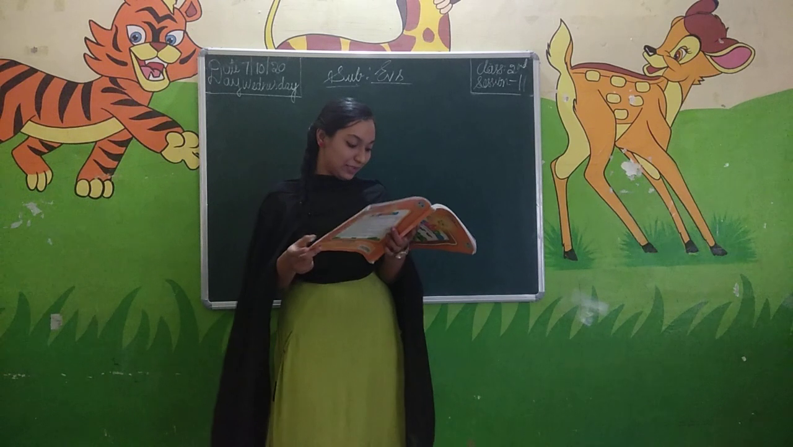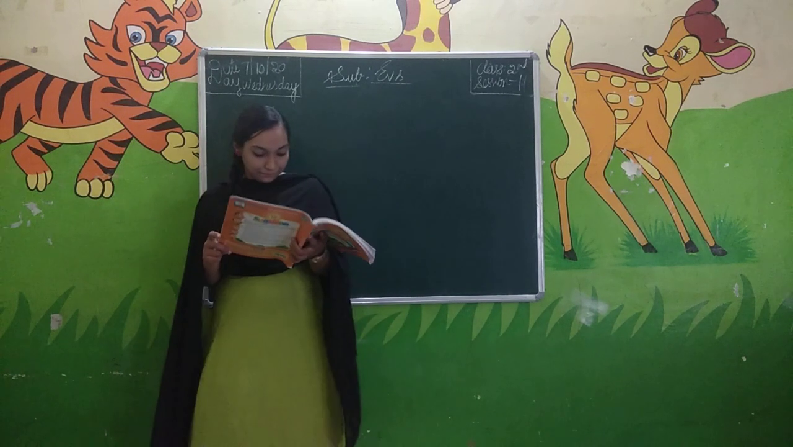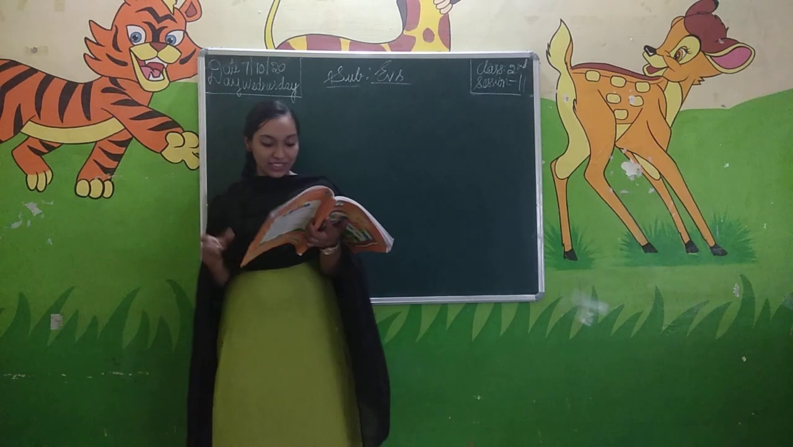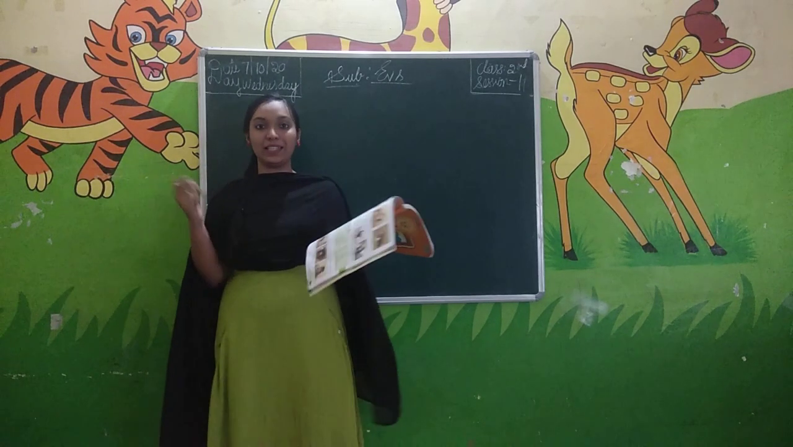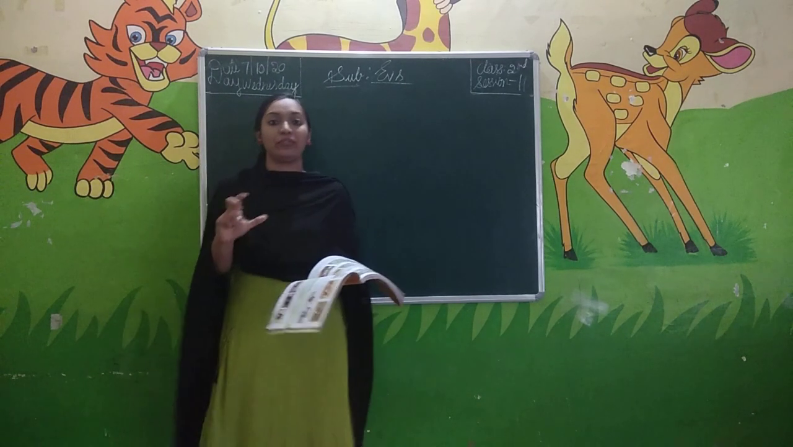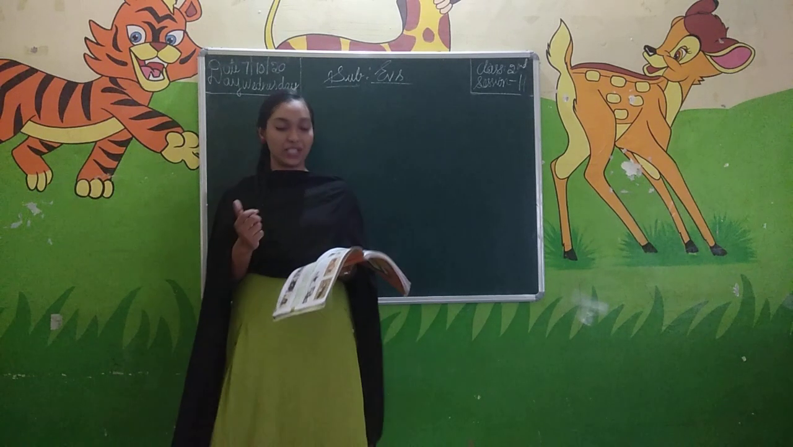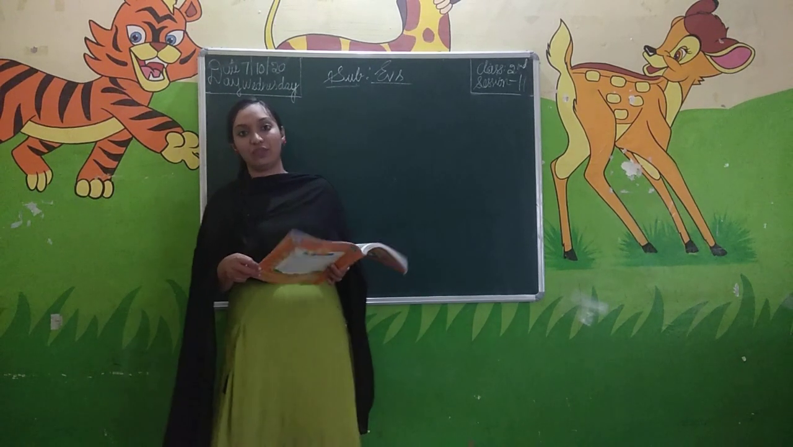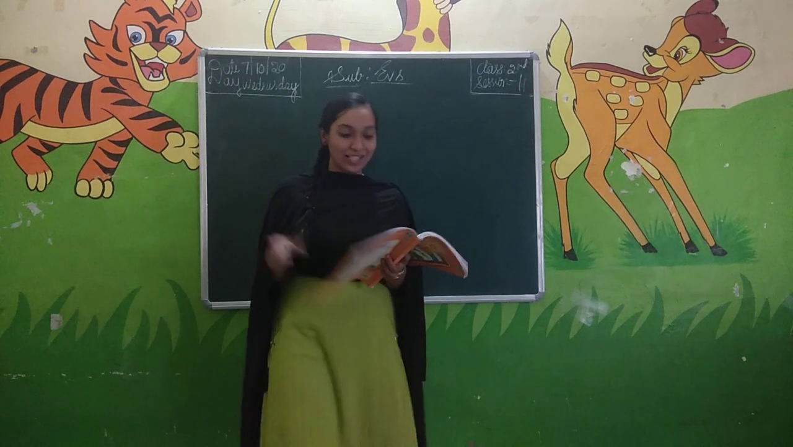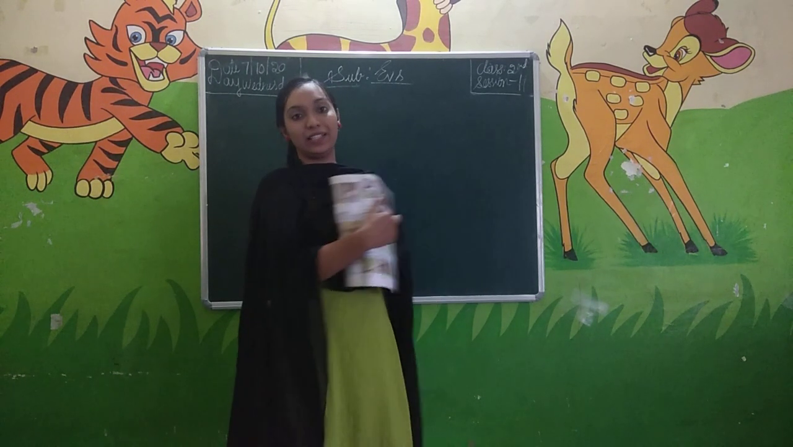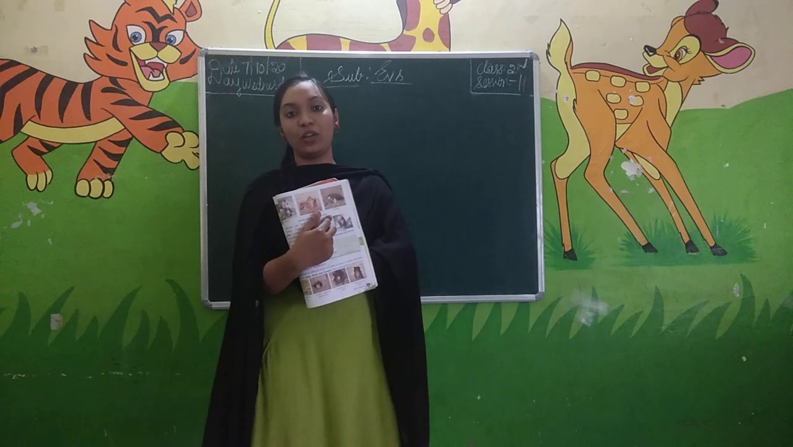Next, the wild animals like hyenas and jackals eat the leftover flesh of other dead animals. Which are those animals? Hyena, jackal and vulture. You can see in the picture, they are eating the leftover flesh of dead animals.